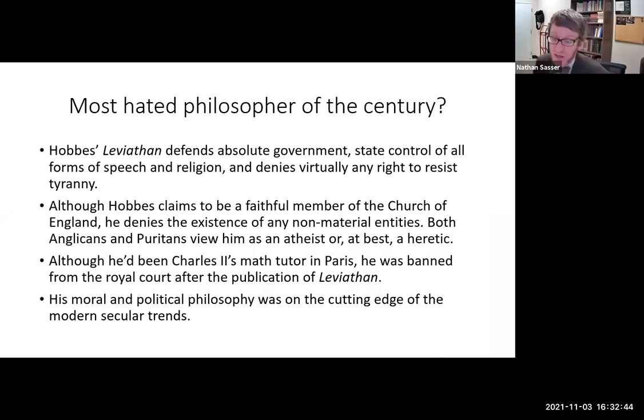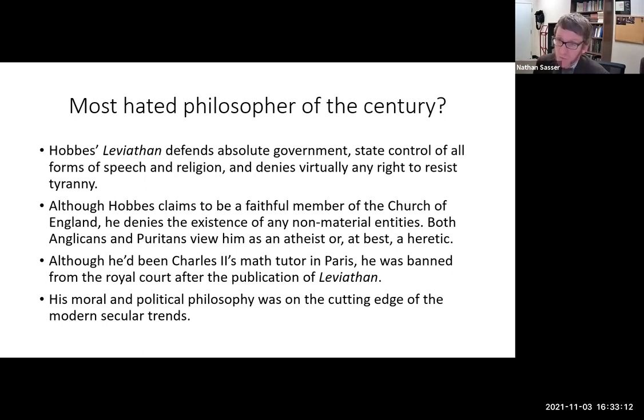Leviathan made Hobbes perhaps the most hated philosopher of the century. Why? Well, in it, he defends absolute government, state control of all forms of speech and religion, and denies virtually any right to resist tyranny. So, the parliamentarians and the Puritans who are now running the country aren't going to like it. You might think that the royalists would have liked him, though.